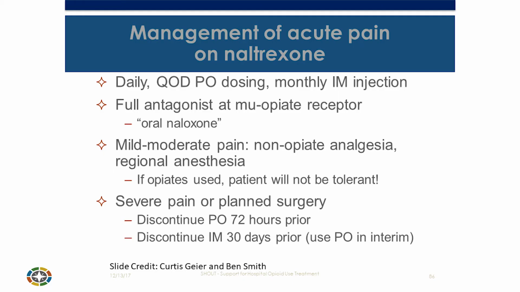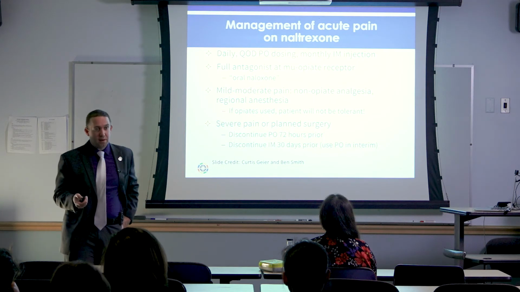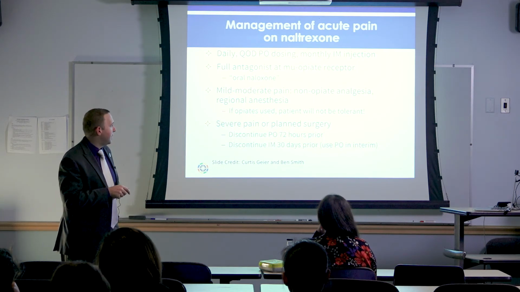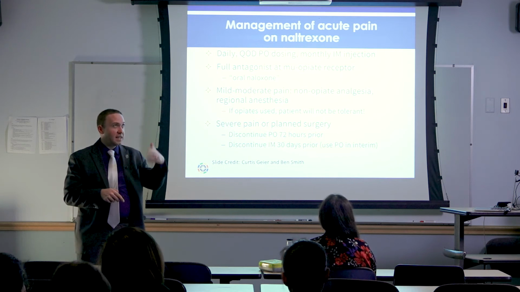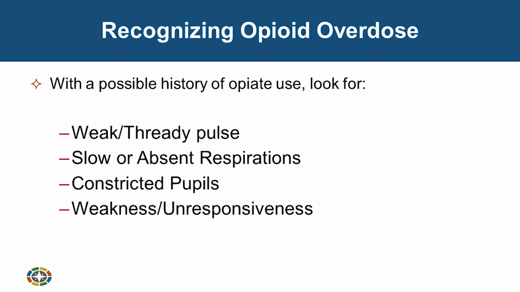Now, if somebody's on an antagonist treatment, like long-acting injectable naltrexone, it's a full antagonist. For mild to moderate pain, use regional anesthesia. If you try to use opiates and somebody's coming off of naltrexone, keep in mind naltrexone pharmacologically blocks any opioid tolerance. So you want to use low doses in anybody that's coming off of naltrexone. And in severe pain or in a planned surgery, you try to discontinue the naltrexone and then gently introduce opioids. So that's how one does pain management in people who are on methadone, buprenorphine, and naltrexone.